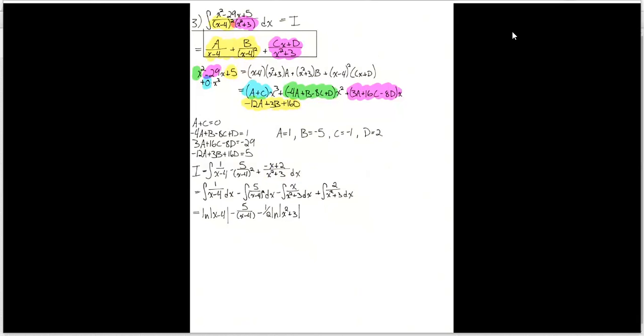And then this last guy here, if it looks familiar at all, it's the arctangent integral, right? And I think that's listed back in chapter 5 or in the back of your book. And it comes out to being 2 over radical 3 arctangent of x over radical 3 plus c.